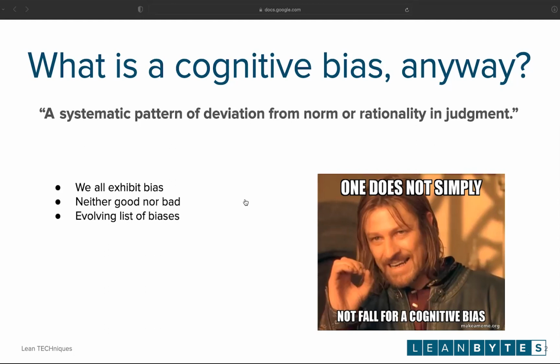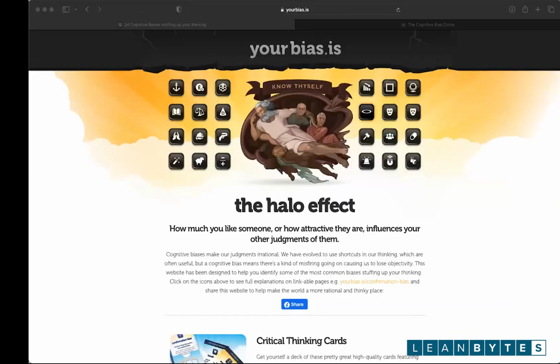There's an evolving list of biases, right? Over the past probably six decades or so, the study on this has really grown. And so the list is always changing. So there are two particular things I want to show. One here is this site called Your Bias Is, which hopefully you're seeing now, maybe.